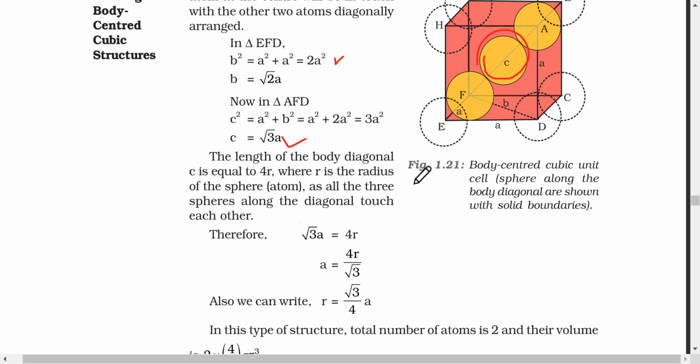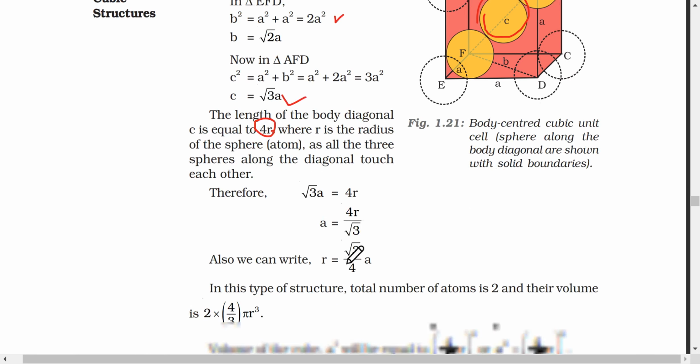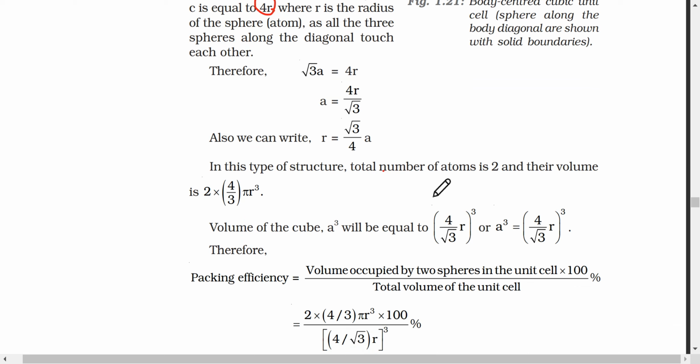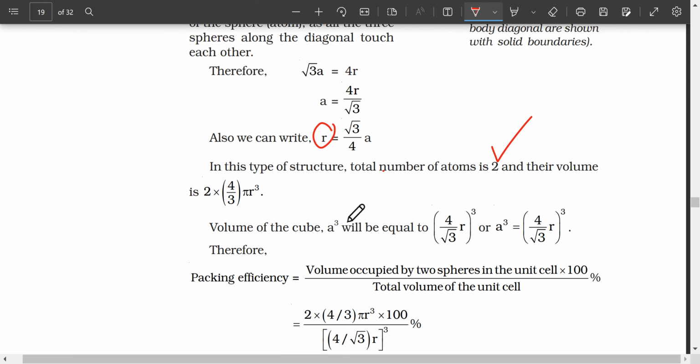सही. The length of the body diagonal C is equal to 4r. R is the radius of the sphere as all the 3 spheres along the diagonal touch each other. और radius भी फिर उसी तरीके से कितने spheres उस line में आ रहे हैं, फिर again R की value निकाली है. Total number of atoms is 2. ठीक है, corners वाले एक और हमारा body center वाला एक.